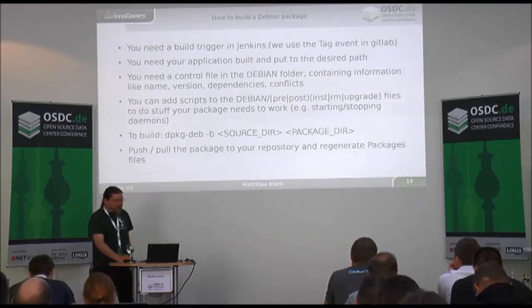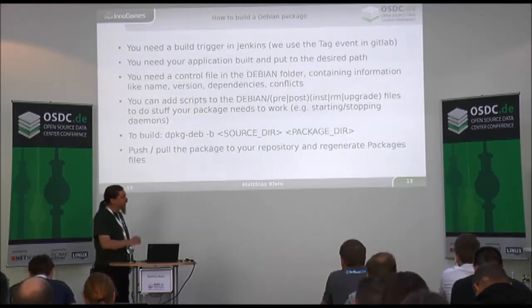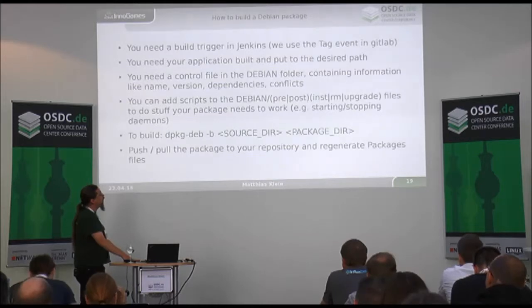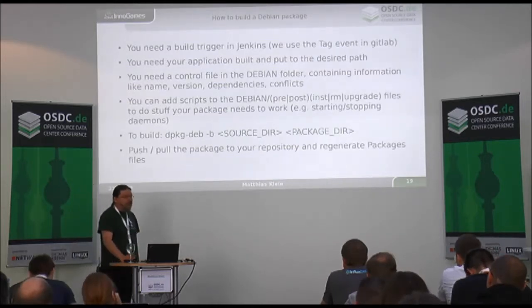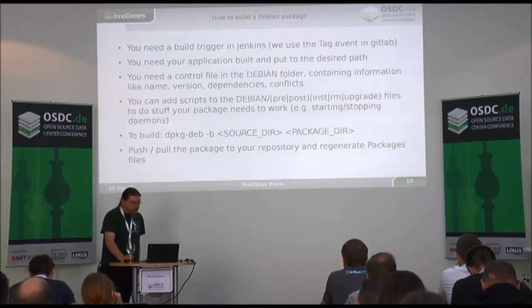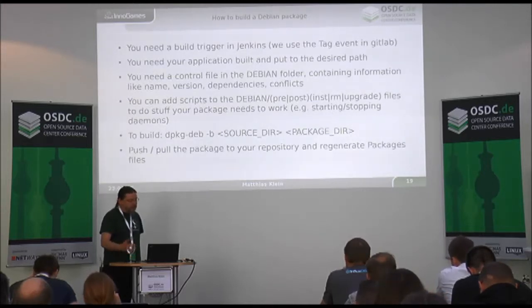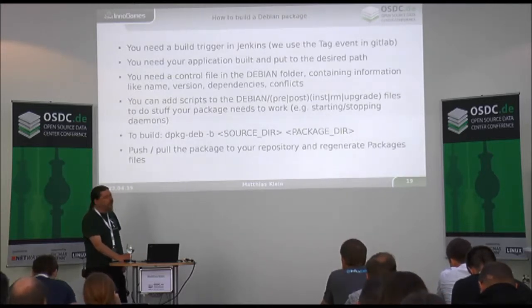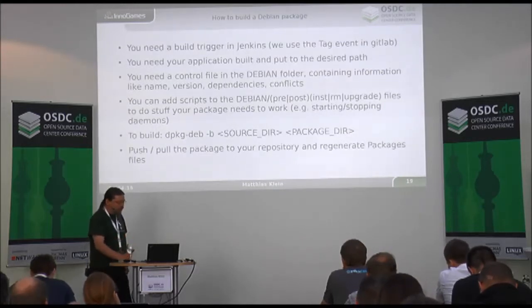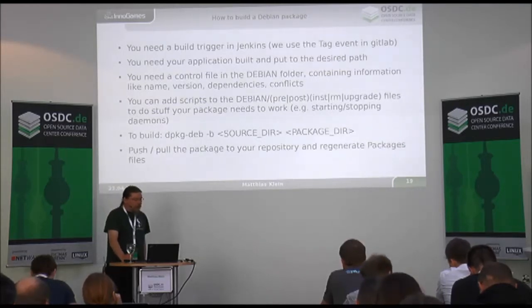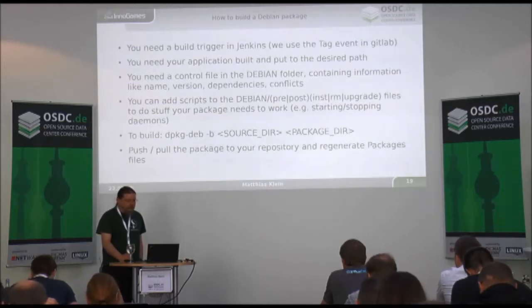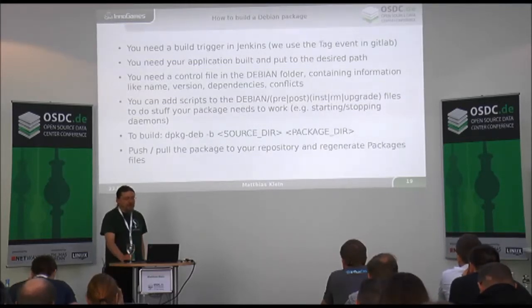How it works now is that you need a build trigger in Jenkins for the Debian packages. We use a GitLab server for our repositories. There you can define events and hooks. Then when someone tags a version in GitLab, Jenkins gets this information: Jenkins, please build the package. Then Jenkins does the whole composer stuff once, and puts everything to the path you want to have on the server in the end.